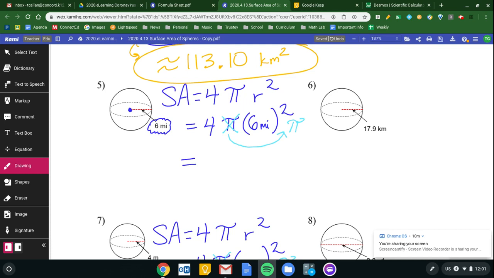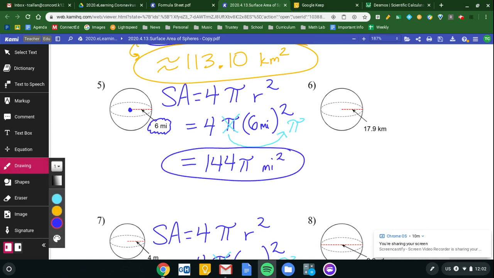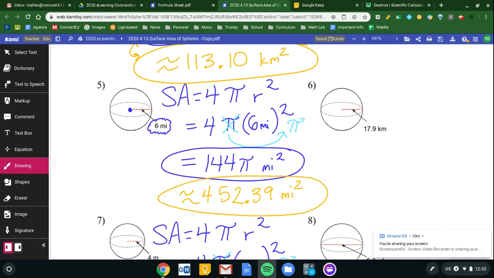If you wish, you can go ahead and rewrite it with the pi at the end. 4 times 6 times 6 would be 144. Oh, don't forget the times pi. Miles times miles, or miles squared. If we were to approximate it, we'd get 452 and 39 hundredths miles squared.